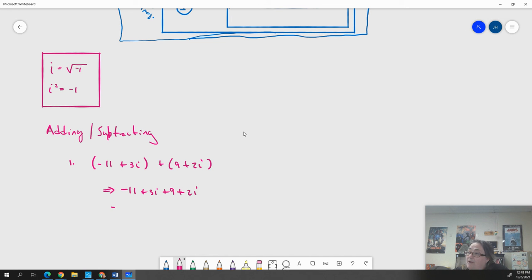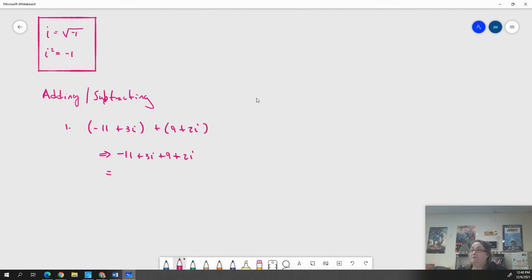And then all I would ever have to do with this is combine our like terms. Starting with our real numbers, -11 plus 9 is just -2. And then 3i plus 2i is plus 5i. So nothing too difficult. It's literally just like dealing with a problem that has a variable in it.